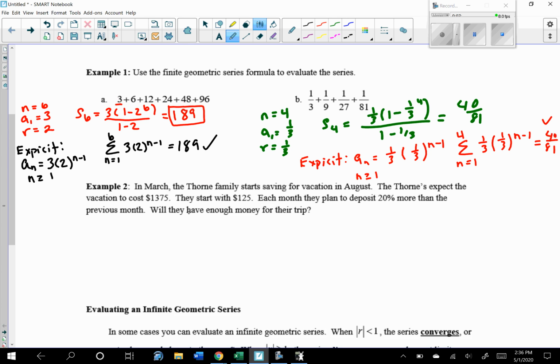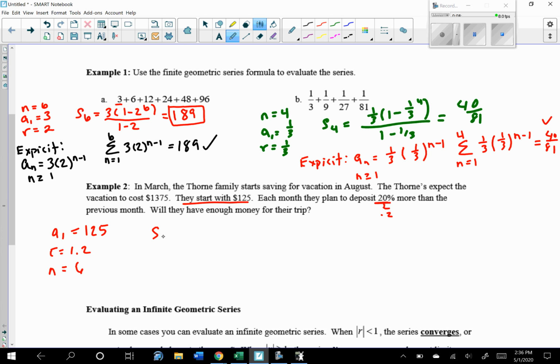So looking at this, you would want to identify each of your terms. So a sub 1 is equal to, of course, 125, because that's what it tells you they start with. Then you have to figure out what your common ratio is. If each month you plan on depositing 20% more, that means your r, remember, is 1 plus the rate. So this would be 1 plus 0.20, so 1.2. Because remember, 20% as a decimal is 0.2. And then your number of terms: if we are going from March to August, that would be an n value of 6 months.